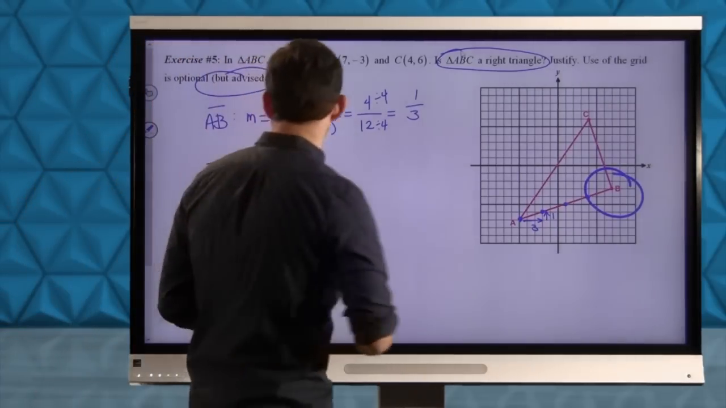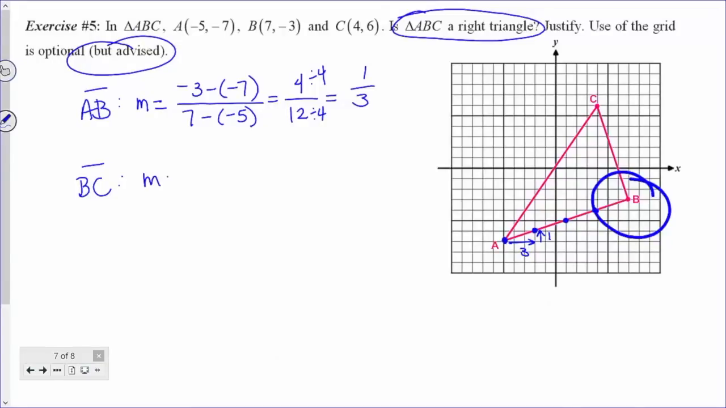Let's do BC. All right, in BC, the slope is going to be 6 minus -3, all divided by 4 minus 7. Okay, 6 minus -3 is 9. 4 minus 7 is -3. And if I divide both of those by 3, I get 3 over -1, or better yet, just -3 over 1.